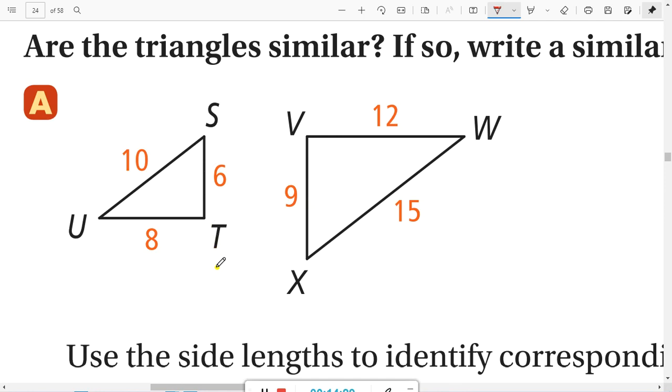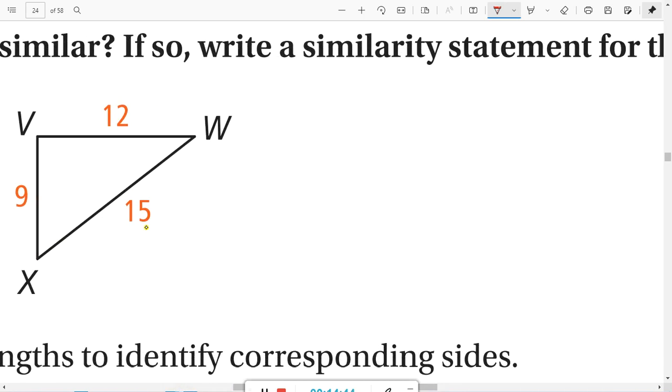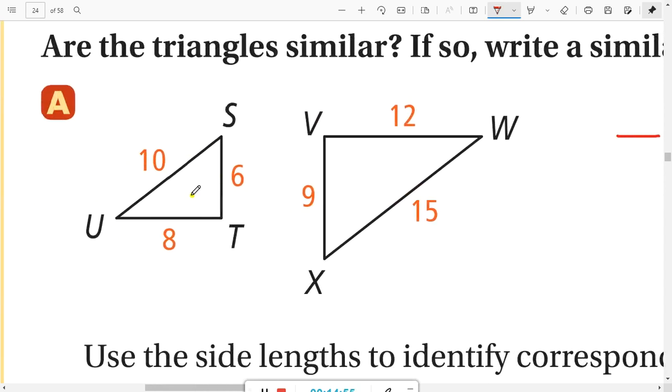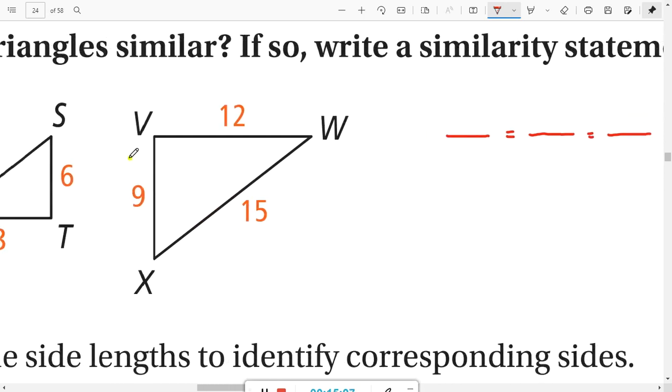All right, so I am going to set up the ratios and proportions just like before. All right, so we have 3 pairs of side lengths. Let me write the 3 fractions first. All right, we're going to set up 3 fractions here. All right, and in the numerators, it's going to be triangle SUT. And then in the denominators, it's going to be triangle VXW.